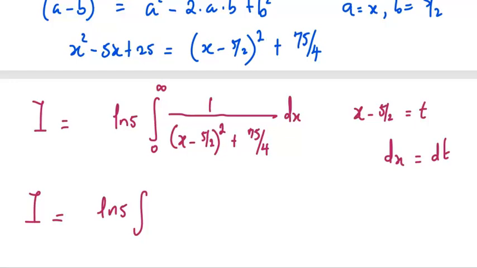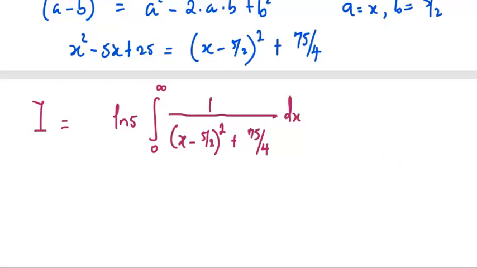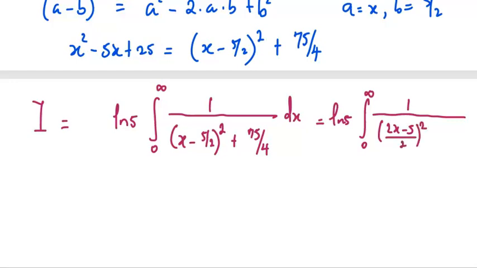Yes, but I think we need to do something. Oh, sorry for that. So let's do something more elegant, okay? So we can actually simplify the denominator further, right? So this is going to be ln of 5, the integral from 0 to infinity, 1 divided by, so this is same as 2x minus 5, right? Divided by 2 whole squared, and then plus 75 all over 4 dx.